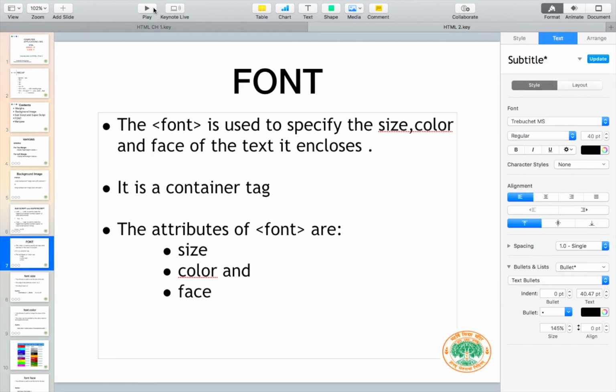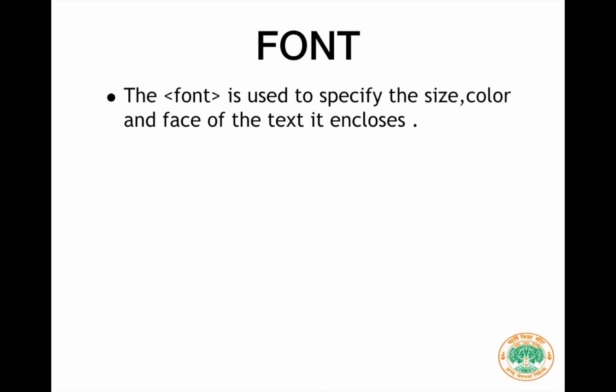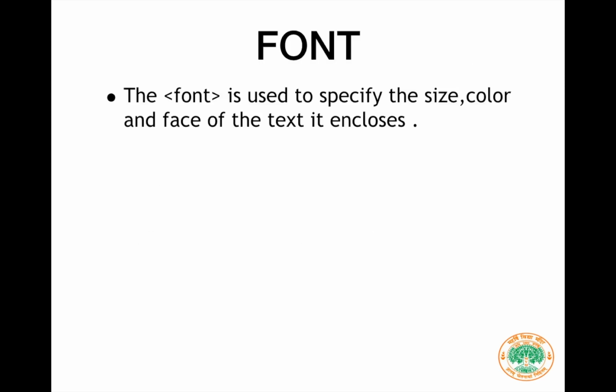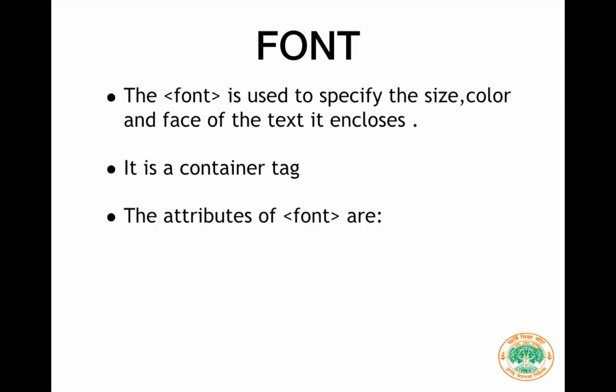Now what is the meaning of size? Size means the size of the text. What is the meaning of color? Color means the color of the text. And what is the meaning of the word face? Face means the font or the handwriting of the text. So for giving these 3 properties, we have 3 attributes. It is a container tag, that means it will have both opening and closing tags, and there are 3 attributes of font. They are size, color and face. You should note the spelling of color. It is COLOR. So let's try to implement it one by one.